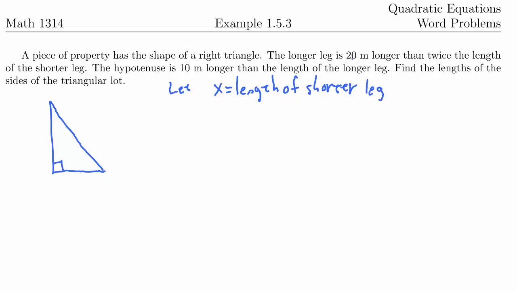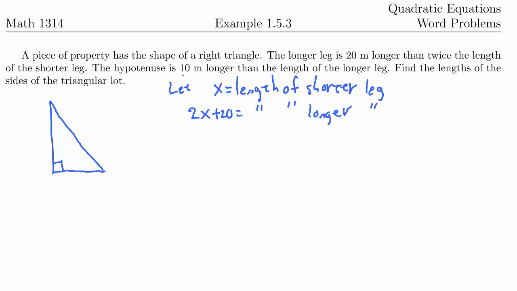That means that the longer leg is 20 meters longer than twice the length of the shorter leg. Twice the length of the shorter leg means I multiply x by 2, so that gives me 2x. And if the longer leg is 20 meters longer than that, I need to add 20 to that. So 2x plus 20 is the length of the longer leg.